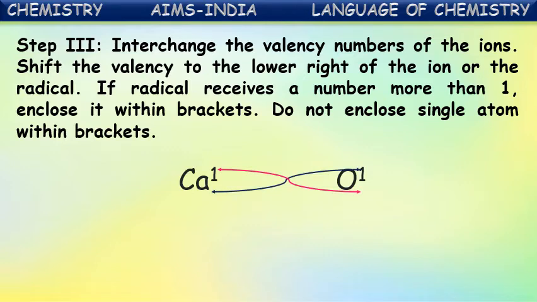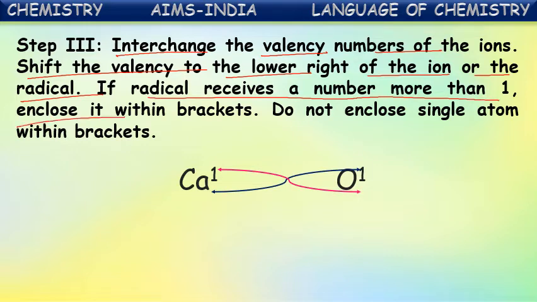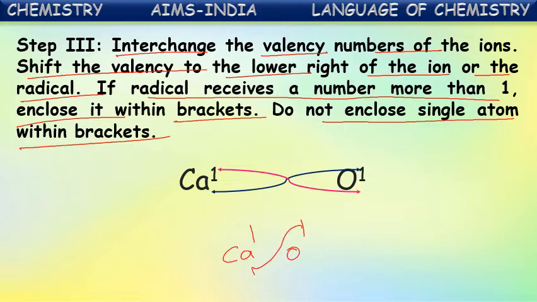See here, this is only an interchange actually. Interchange the valency numbers of the ions, shift the valency to the lower right of the ion or the radical. If a radical receives a number more than 1, enclose it within brackets. Do not enclose a single atom within brackets. In the previous example we got calcium 1, oxygen 1. So this one comes to calcium, this one should come to oxygen. Then it will be calcium oxide.